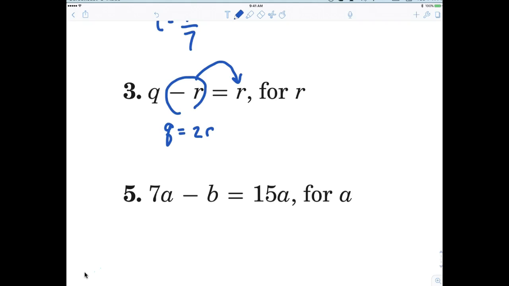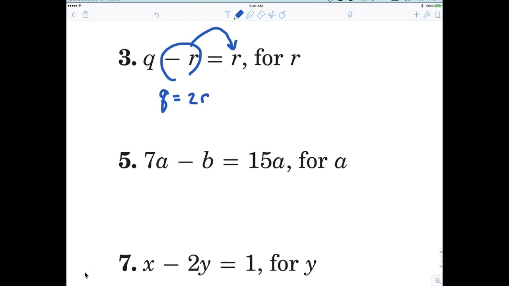Now I still have to isolate the R, so I would divide by 2. So you can now tell me that R is just what? Q over 2. All right? That's pretty easy.